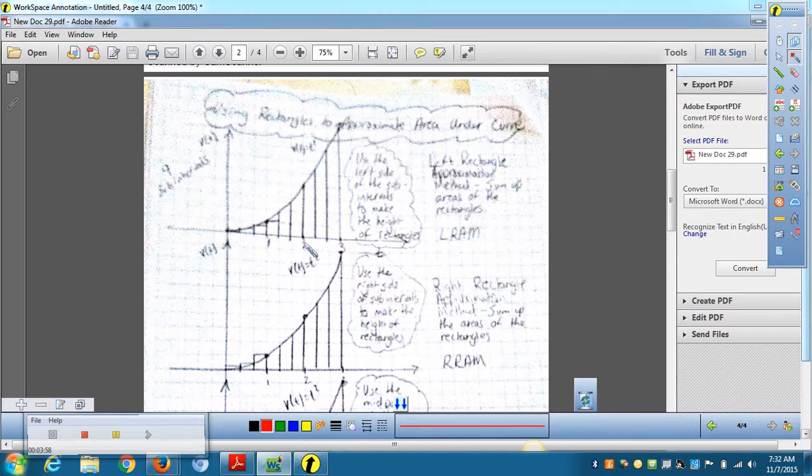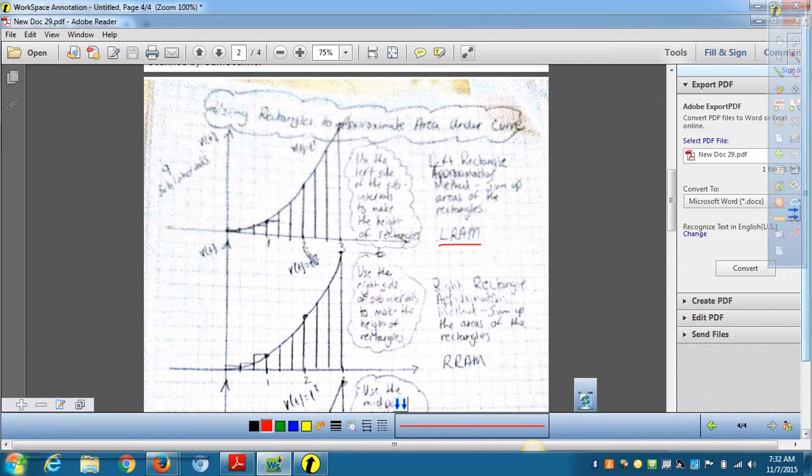Okay, the next thing we want to look at is the different ways that we can approximate the area under the curve. I'm sorry this came out a little blurry. It says using rectangles to approximate area under the curve. And the first method for a Riemann sum that we'll use is a left rectangle approximation. Your book calls it LRAM. So we have, again, our function v of t equals t squared on the interval from 0 to 3. And we want to break it up into 9 subintervals. You'll always be told how many subintervals, and in this case we have 9.